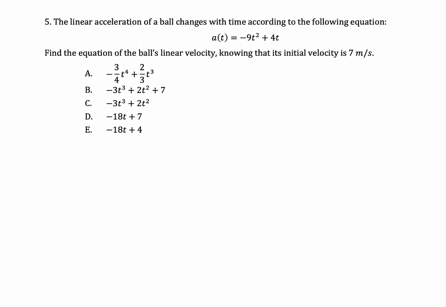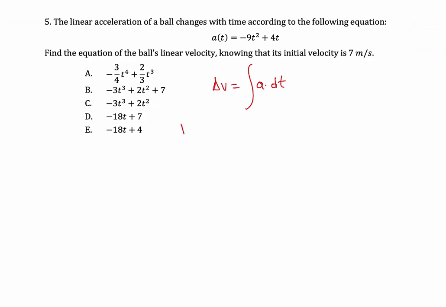Now we have a value function for acceleration, and we need to find the equation for the linear velocity, not the value for the velocity, but the equation for the velocity, knowing that the initial velocity is 7. So we remember that the change of velocity is the antiderivative of acceleration.